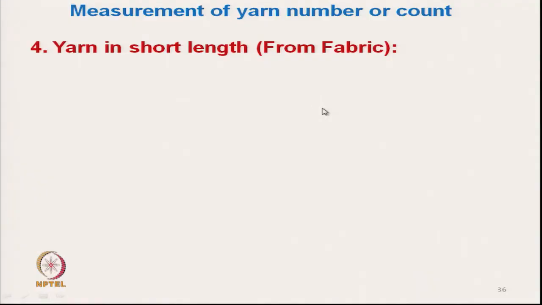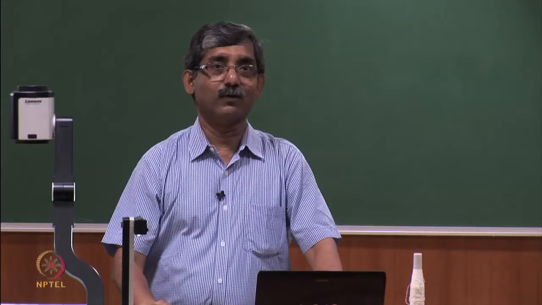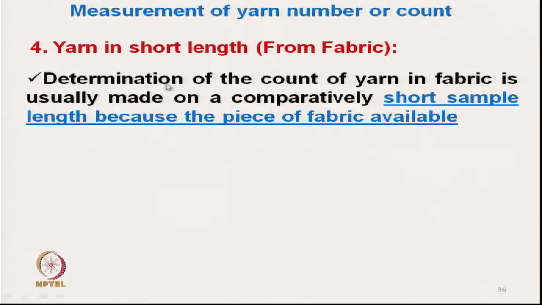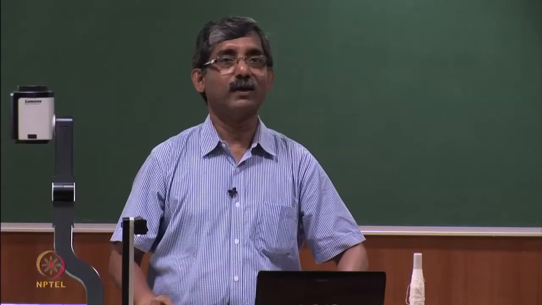Okay. Now, the yarn count for short length. Suppose we have fabric, so we can get the yarn count. For that, the same precautions we have to take. The determination of the count of yarn in fabric is usually made on comparatively short length, okay, because in most cases a piece of fabric is what is available, and also it is not possible to take out the longer length from the fabric. We cannot take 120 yards simply.